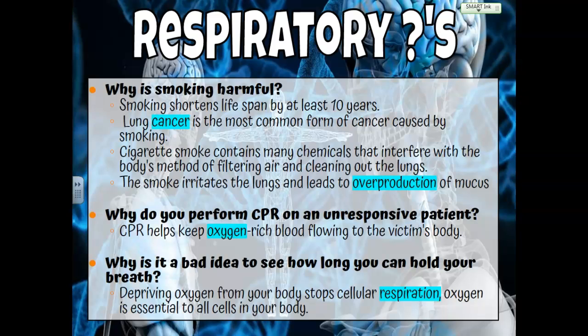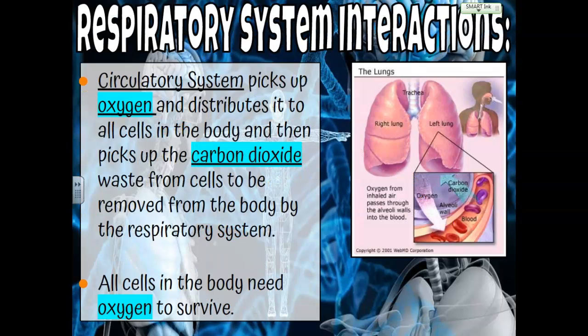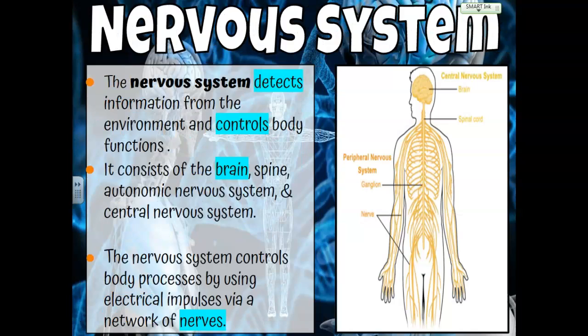Why would you perform CPR on an unresponsive patient? So that you could keep that oxygen flowing in their body when they're not breathing. And then why is it a bad idea to see how long you can hold your breath? That's because you never want to deprive your body of oxygen. You need oxygen to survive. Now, for interactions, respiratory works with your circulatory system because your blood picks up the oxygen, brings it to the cells, and then it picks up the waste from your lungs, which is carbon dioxide, and filters that to go through the body. Every single cell needs oxygen to survive, so the respiratory system is crucial.